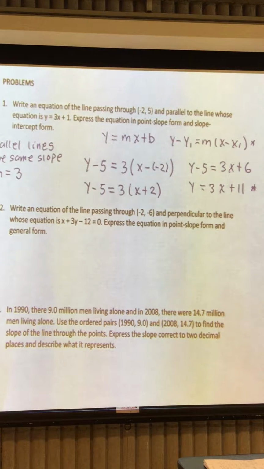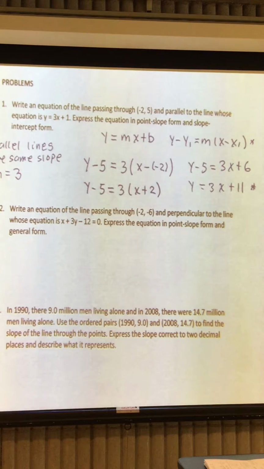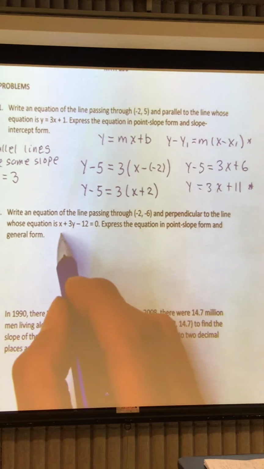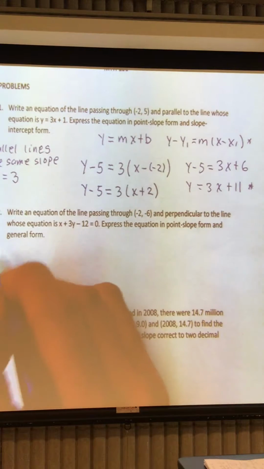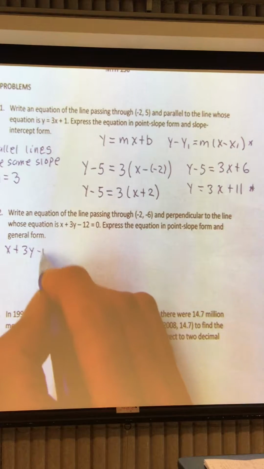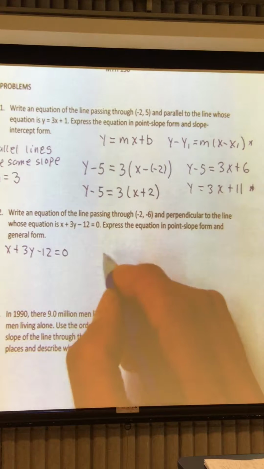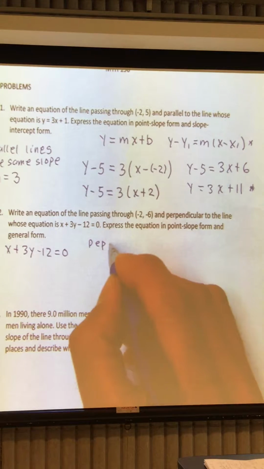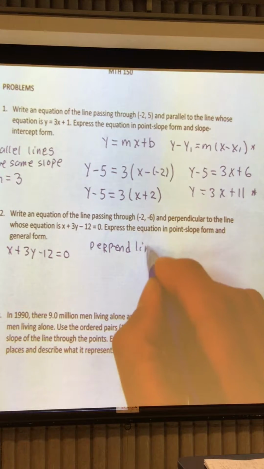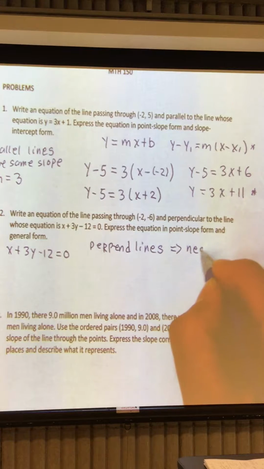Problem 2. Write the equation of a line through a point that is perpendicular to another line, and we have its equation, and this time it's in general form. So we'll take our equation of the other line, and we need to find the slope because perpendicular lines have slopes that are negative reciprocals.